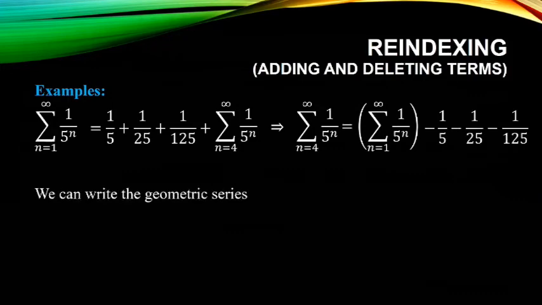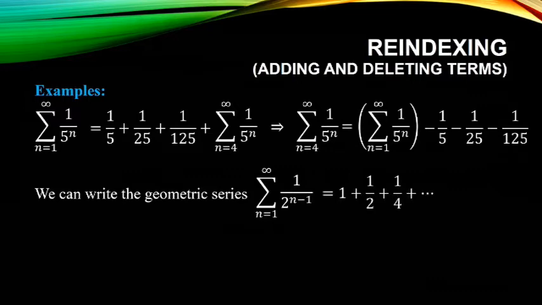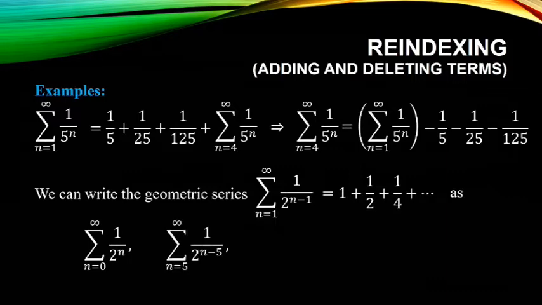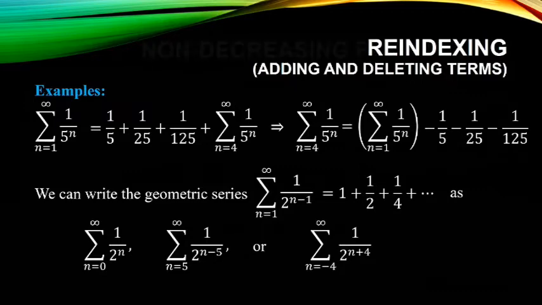So we can write the geometric series, the summation of 1 over 2 raised to n minus 1 starting from 1 to infinity, as 1 plus 1/2 plus 1/4 plus so on and so forth, as the summation of 1 over 2 raised to n starting from 0 up to infinity, or 1 over 2 raised to n minus 5, but you start n from 5 up to infinity, or 1 over 2 raised to n plus 4, you start your n from -4 up to infinity.